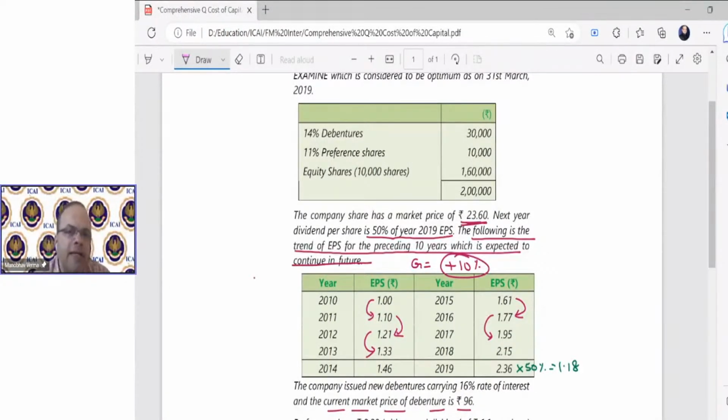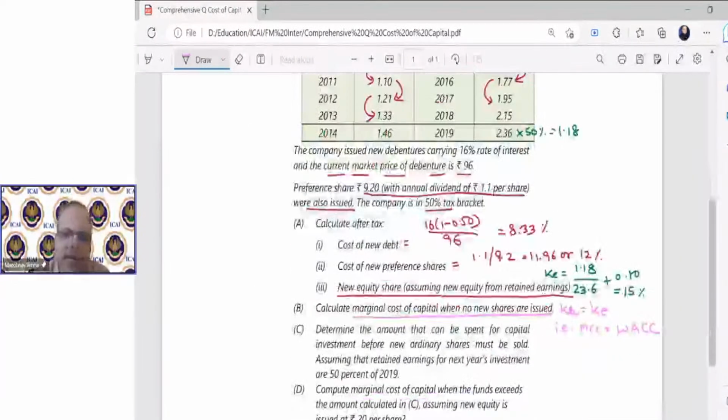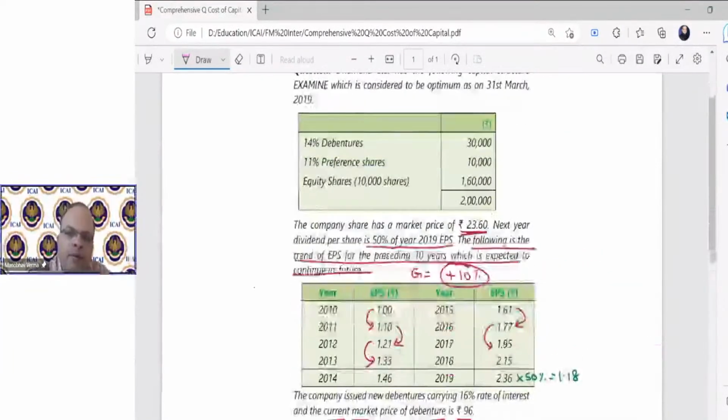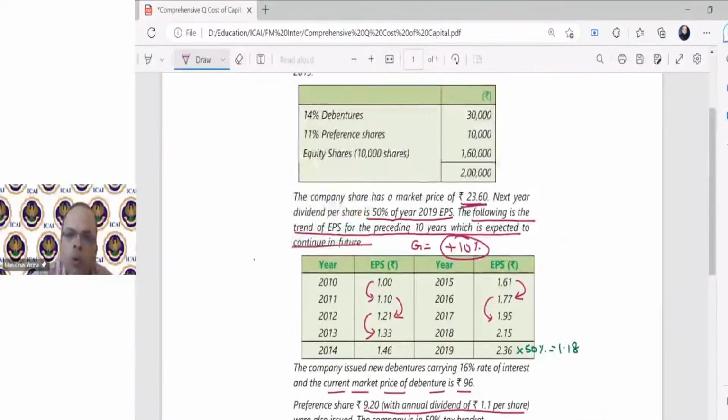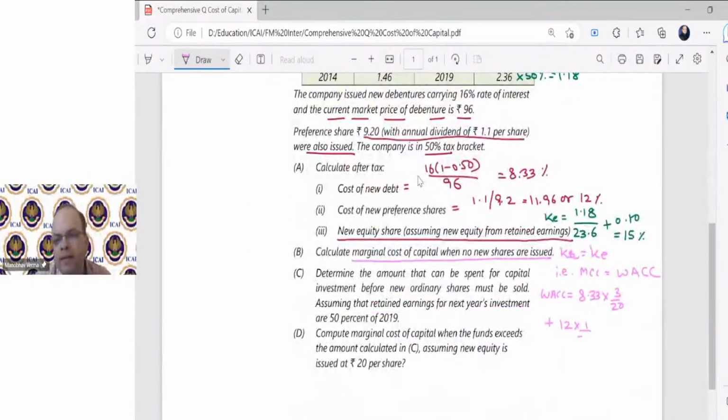So what will be my WACC in this case? We are looking at a cost of debt 8.33 multiplied by 3 by 20, plus 11.96 or 12, whatever you got, into 1 by 20, plus 15 into 16 by 20. So what is my WACC, guys? What is my WACC? Quickly.